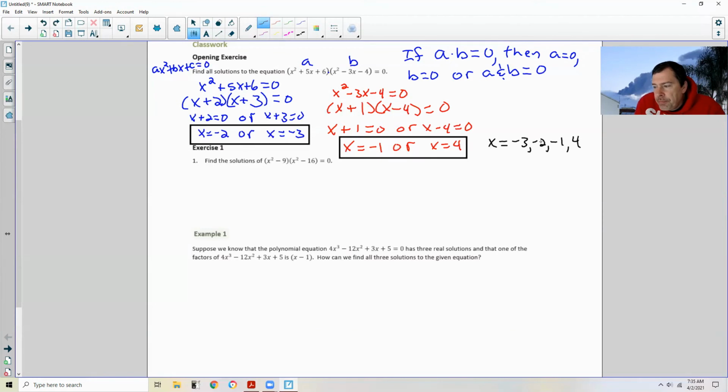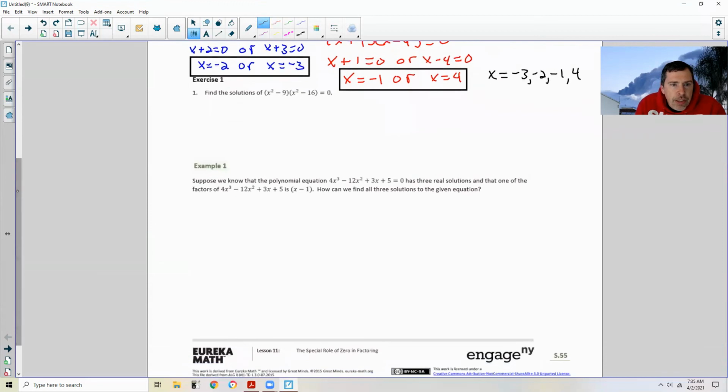Okay? And that is the opening exercise. All right, moving on. Exercise 1. Find the solutions of this. Okay, well, it's the same thing now. And we have x squared minus 9. So either x squared minus 9 equals 0 or x squared minus 16 equals 0.